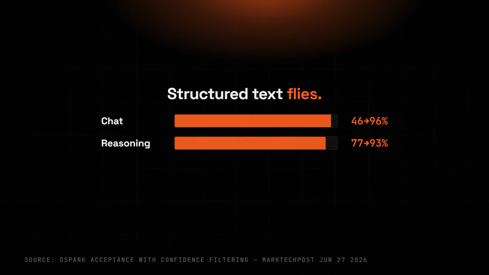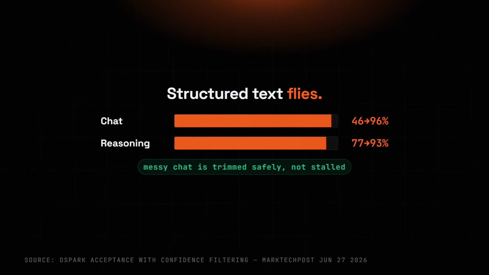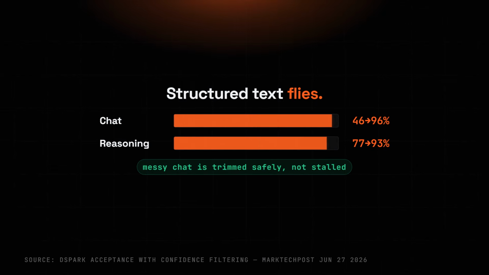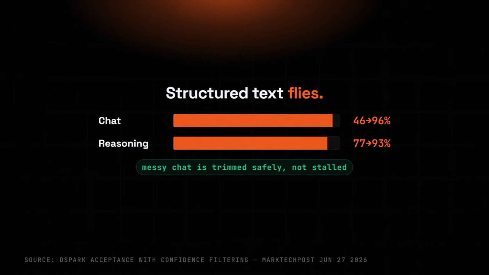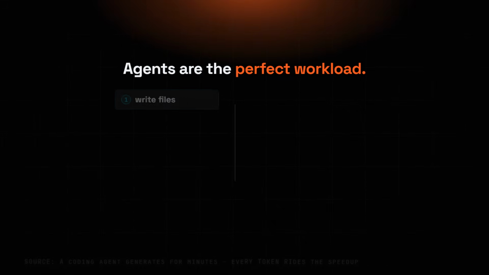With confidence filtering on, chat acceptance jumps from 46 to 96% and structured reasoning from 77 to 93. Predictable, structured text flies. Messy open chat gets trimmed safely instead of stalling. And agents are the perfect workload.